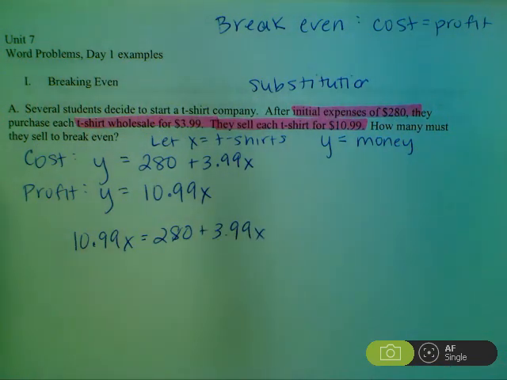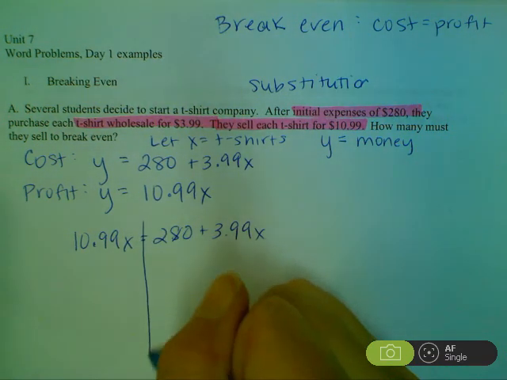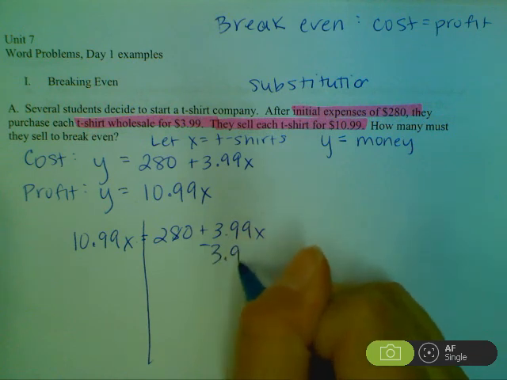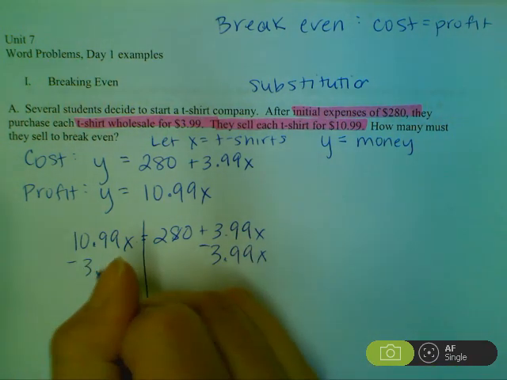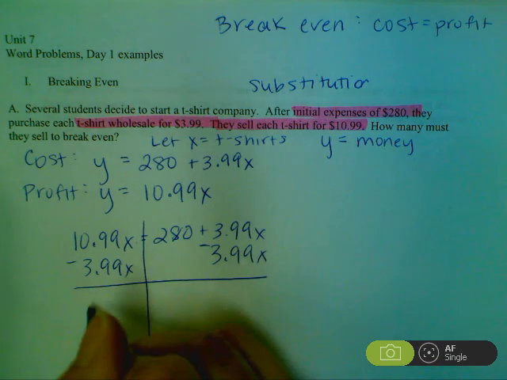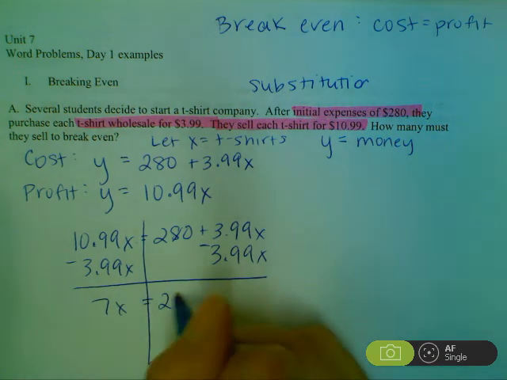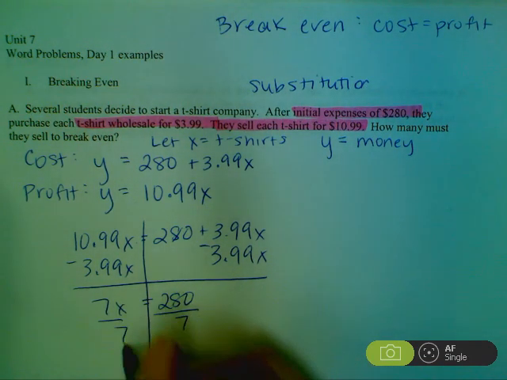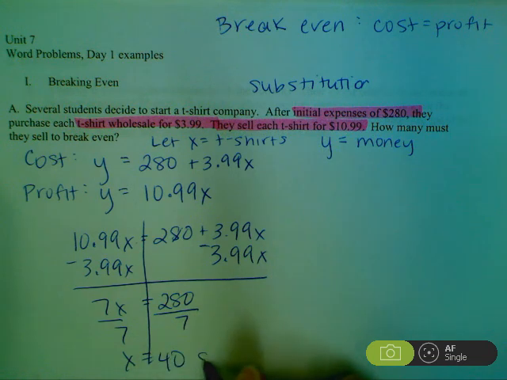And now you can see it's just a simple two-step equation. If you draw your great divide, you can subtract 3.99x from both sides. 7x equals 280. Divide both sides by 7. And they have to sell 40 t-shirts to break even.